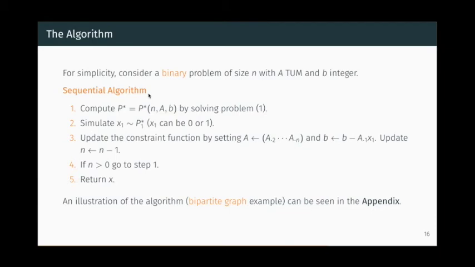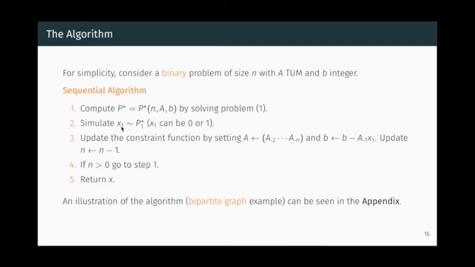So the algorithm works as follows. You start with a problem of size n, and you're given a matrix A and a vector B, and the first thing that you do is you solve the maximum entropy problem to compute P star. And once you have that, instead of sampling all of the entries at the same time, you're just going to pick one entry. Let's say that you pick x1, and you're going to simulate x1 using the marginal distribution. And in this case, since we're in the binary case, x1 can be 0 or 1. And then you're going to update the problem.